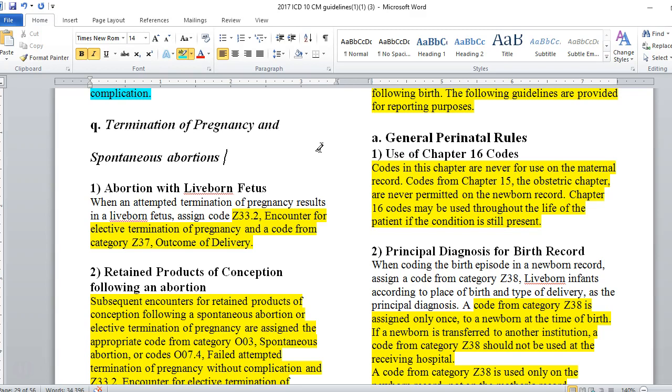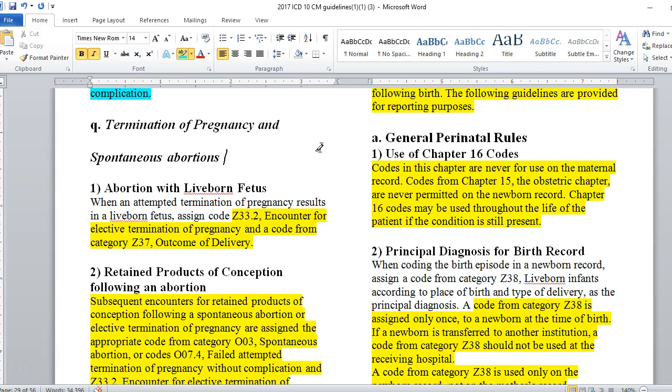So when an attempted termination of pregnancy results in a live-born fetus, assign code Z33.2, encounter for elective termination of pregnancy, and a code from Z37, outcome of delivery. Again, a very specific scenario. It's obviously happened, which is why we have a code for it. So again, this is when they attempted to perform the abortion procedure and instead a baby was born. So again, not the usual outcome of that.